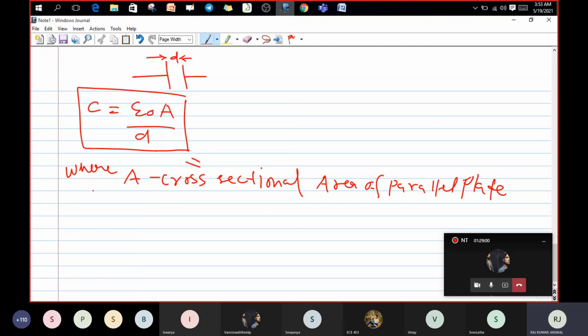Next, epsilon naught equals to permittivity of free space. Very good. Be with me like that only.